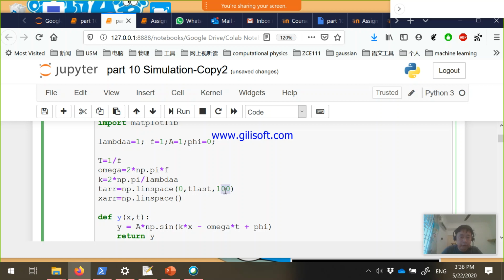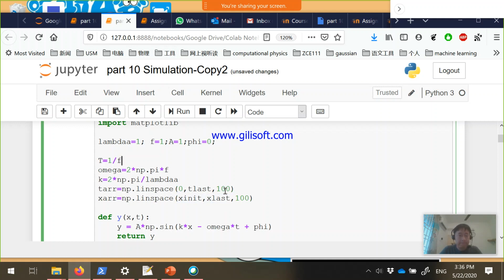So let's just make it 100. This 100 doesn't really matter that much. Then what is your x array? Where you want to start your x and where you want to end. So this is x init and x last. So now I want to tell you again, how do you decide the x init and x last?